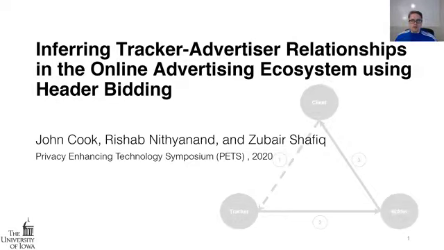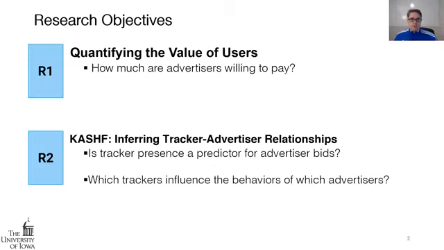Today I will present our research titled Inferring Tracker-Advertiser Relationships in the Online Advertising Ecosystem Using Header Bidding. We formulate the basis of our research into two objectives. First, by understanding how much advertisers are willing to pay to reach users, we uncover new insights into advertiser bidding behavior. For this, we exploit a new programmatic bidding paradigm known as header bidding. Second, we introduce a novel technique named Kashifa for uncovering data sharing relationships between advertisers and trackers.